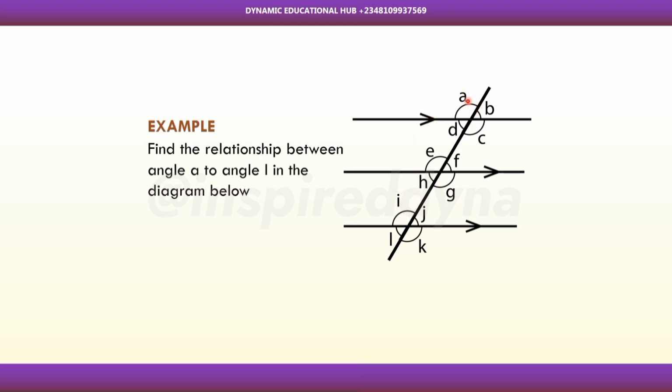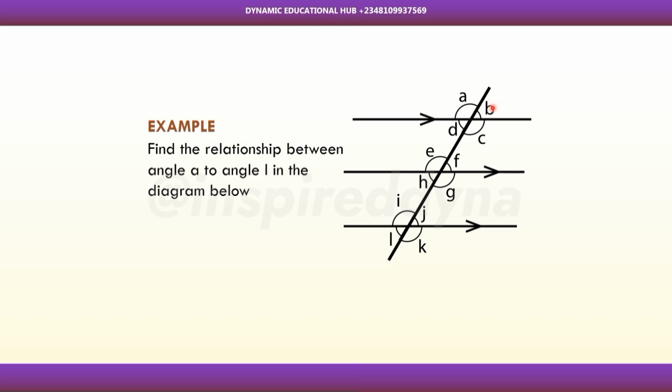So let's look at alternate of this A. Look at A. You move to the other side. It's alternate to G. Alternate angle. A is equal to G, alternate angle. This same A, if you move to the third part, it's also alternate to K. Alternate angle. A is equal to K. We are done with A.